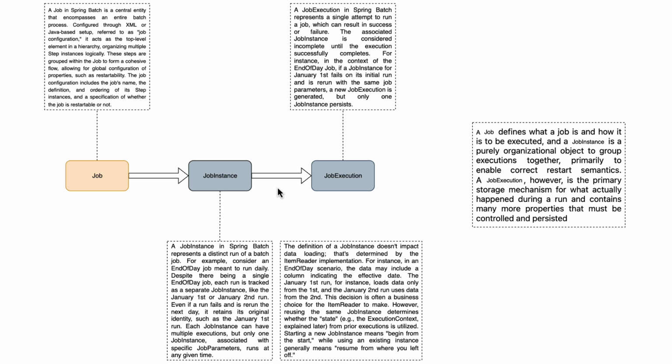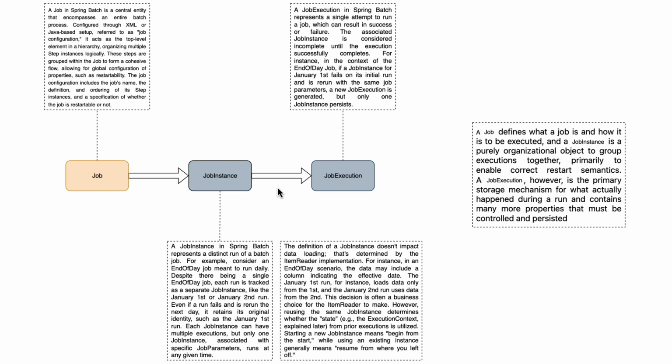However, reusing the same job instance determines whether the state, for example, the execution context from prior executions, is utilized. Starting a new job instance means starting from the start, while using an existing instance generally means resuming from where you left off.